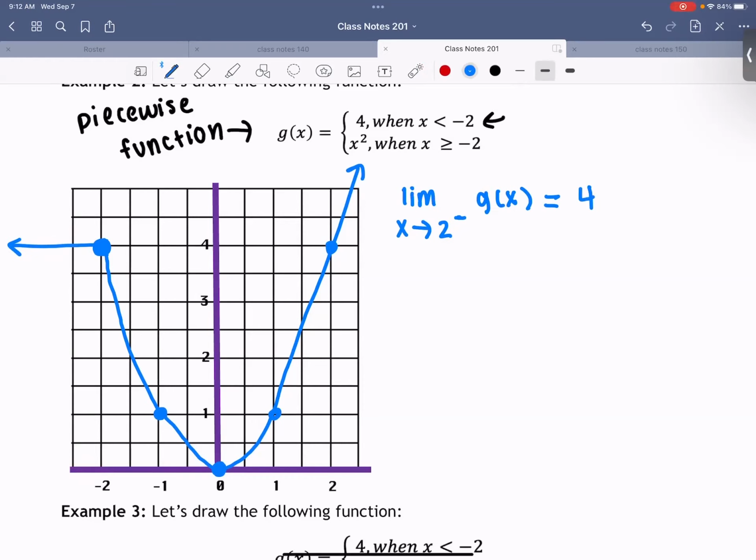Actually, they are reaching 4, aren't they? They just stay 4, right? If I plugged in -3, I would get y equals 4. If I plugged in -2.5, y would be 4. -2.01, y would be 4. So we expect the function to be 4 around -2 on the left-hand side. All right, let's go from the right. So we're talking about as the x values approach -2 on the left-hand side, what are the y values approaching?